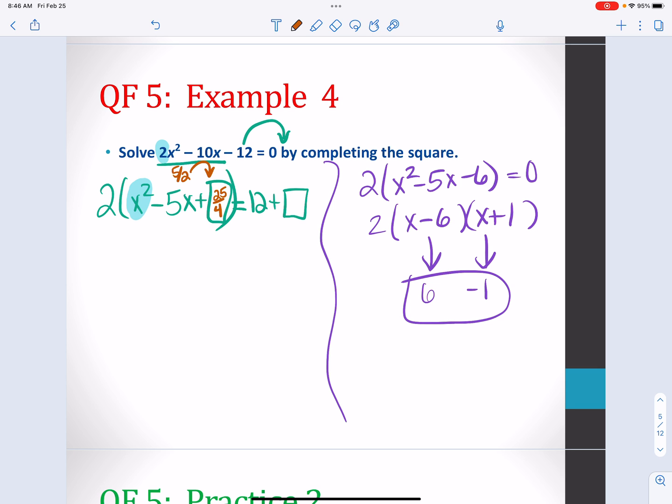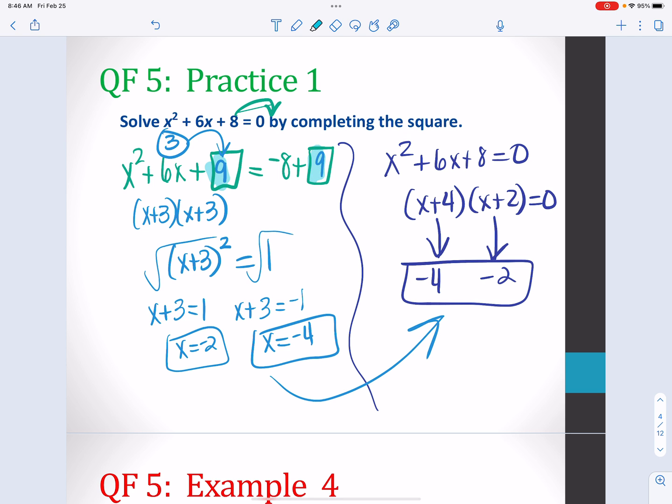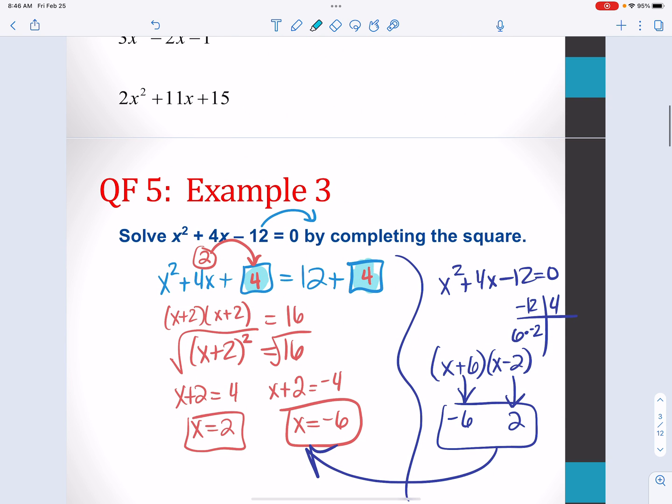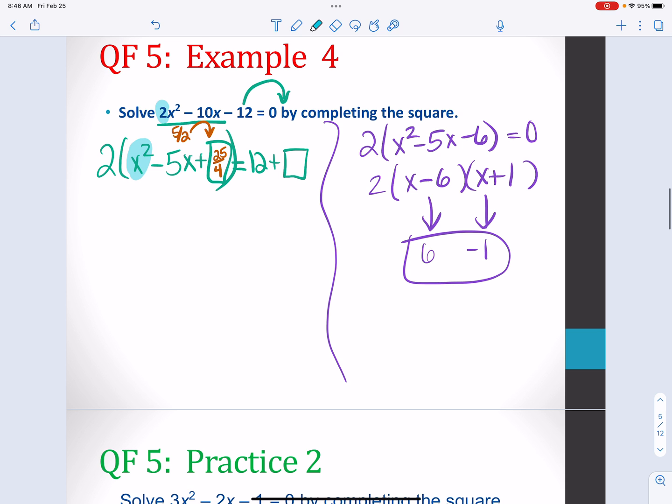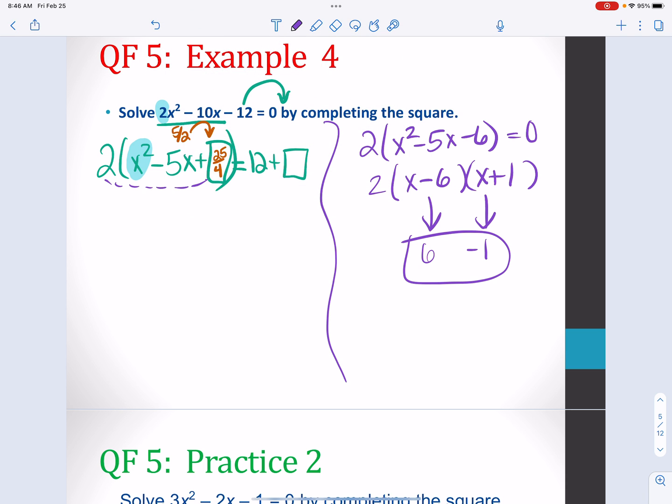Okay, now my boxes, usually if you look at the last two, my boxes were the same, right? In this case, they're not the same because this one has an A value out in front. So I have to take 25 fourths times 2. So 25 fourths times 2, that would be 50 fourths, which reduces to 25 halves. Yes? So on this side, it would be x minus 5 halves, x minus 5 halves.